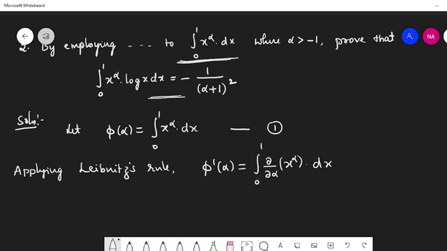See, we have the derivative of a power x to be a power x log a. So here the variable is in the power. Now again, the variable is in the power, so I have to apply this rule. So it will be integral 0 to 1 x power alpha log x dx. So this is phi dash of alpha. Call this equation 2.